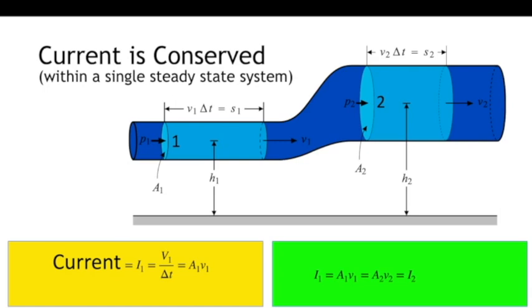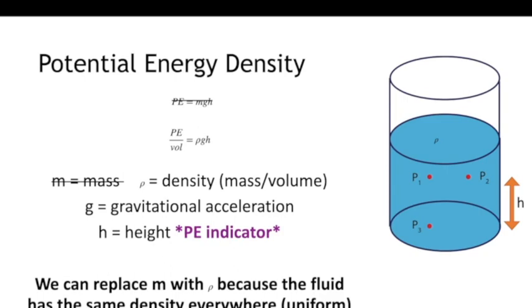Additionally, if I take a system and then I change something about it, I add a resistance, or maybe I narrow part of the pipe, something like that, that can change the flow rate, because when I made a change to the system, it's a new system. But within a single steady-state fluid system that I'm not doing anything to, the current is conserved at all points spatially.